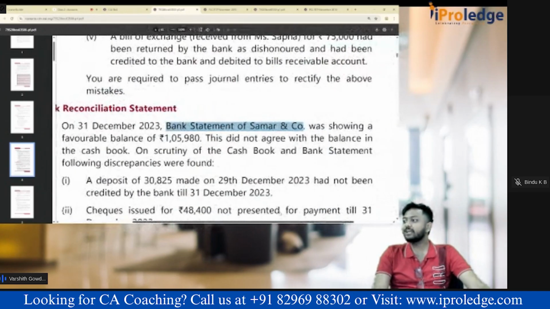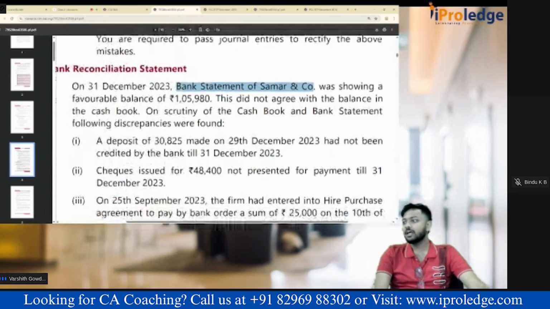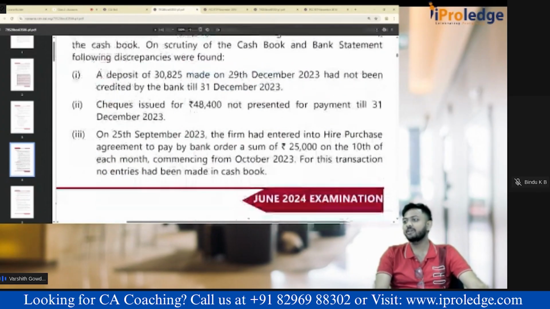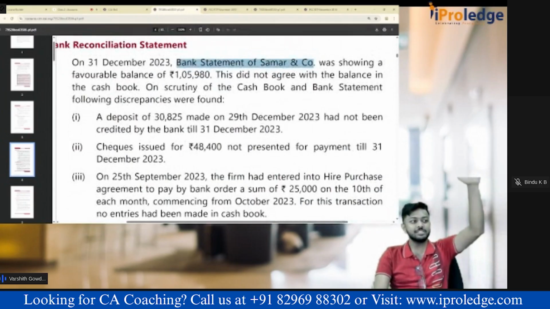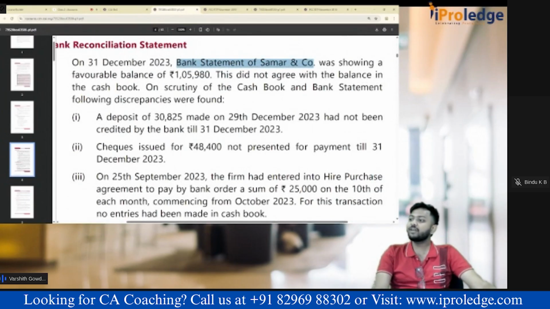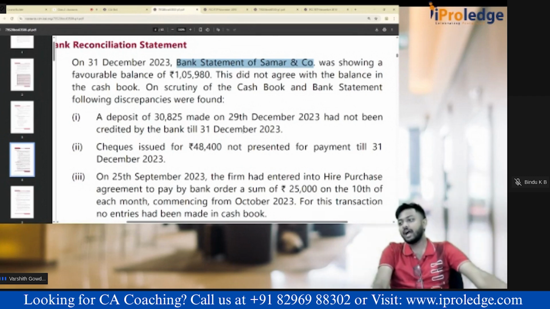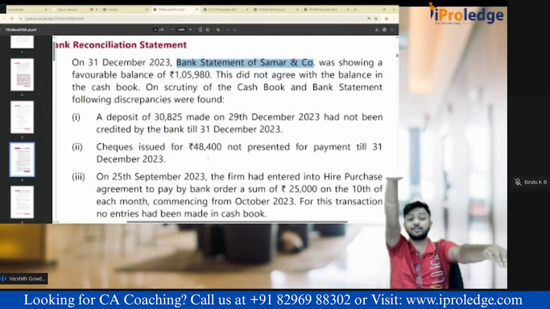This did not agree with the balance in the cash book. On scrutiny of the cash book and bank statement, the following discrepancies were found. Remember, we are starting with the favorable passbook balance. Deposit of 3825 made on 29 December had not been credited by the bank till 31st December. That means your cash book will be more, passbook is less. We are doing it from the passbook angle, so we have to add. Cheque issued for 48,400 not presented for payment till 31st December. Your cash book is less, passbook is more. We are doing it from the passbook angle.